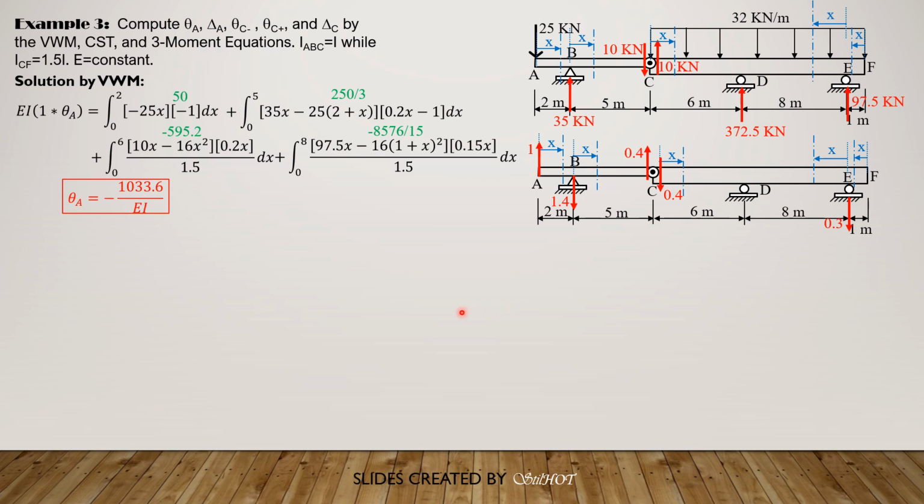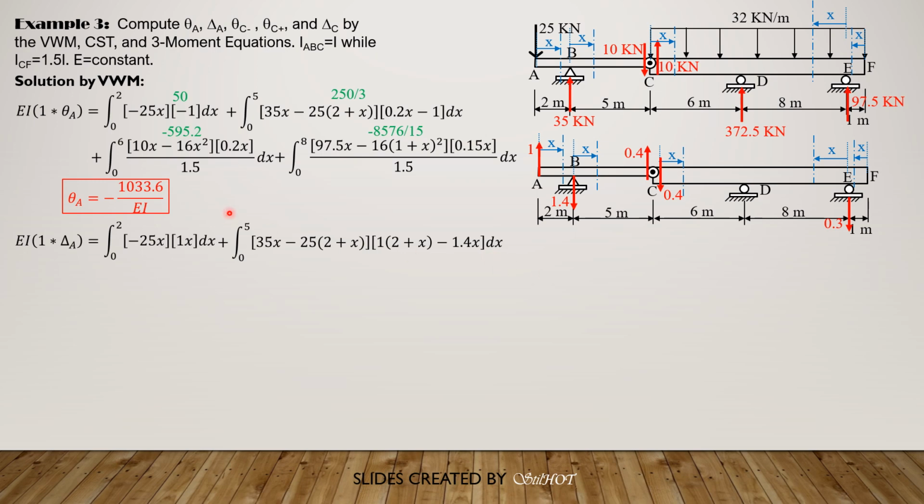Then we set up EI times 1 times delta A equals, due to the load, we copy negative 25x, then due to the unit virtual load, positive 1x dx for the first term. For the second term, copy this moment equation. Then the moment at this section here is equal to 1 times (2 plus x) minus 1.4x. So we copy the moment due to the real loads. Then we just modify the moment due to virtual load, which is 1 times (2 plus x) minus 1.4x.